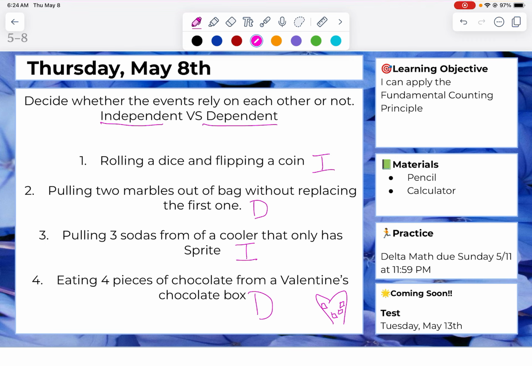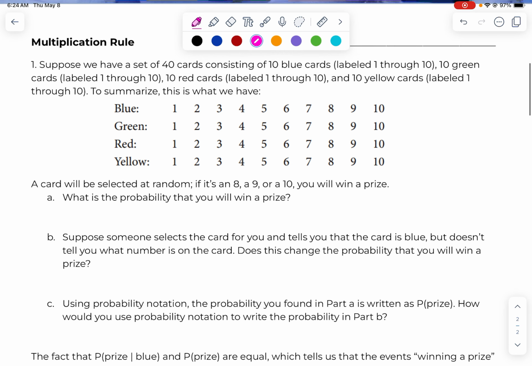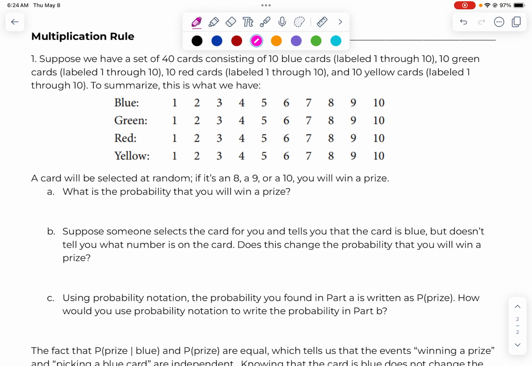So go ahead and get out your notes packet. We are going to be talking about the multiplication rule today. So number 1, suppose we have a set of 40 cards consisting of 10 blue cards labeled 1 through 10, 10 green cards labeled 1 through 10, 10 red cards labeled 1 through 10, and 10 yellow cards labeled 1 through 10. So to summarize, this table is what we have.